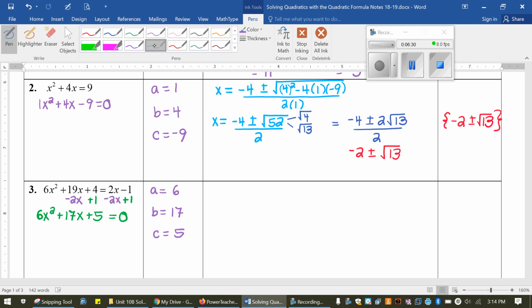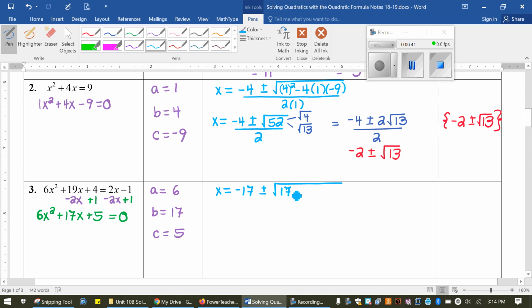Going ahead to the quadratic formula then, x equals the opposite of B plus or minus the square root of B squared minus 4AC, all over 2 times A. X equals negative 17 plus or minus the square root of 17 squared minus 4 times 6 times 5, which is going to leave us with 169 underneath the square root. And that will be divided by 12.